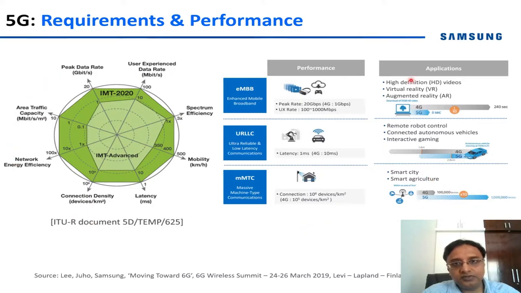Now, this is just to set some context, broadly to say that every generation of communication has certain more stringent requirements that it has to support. And having said that, in order to achieve this, there would be certain technologies, certain features, certain communication methods that would be applied, right? So I'll take a very quick glance at what are the things that have changed between 4G and 5G in that perspective.